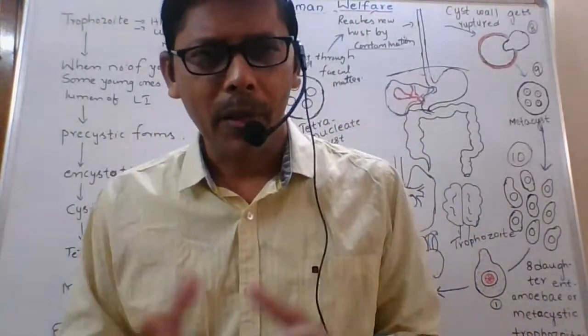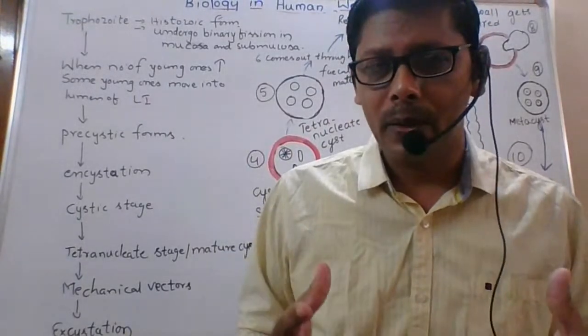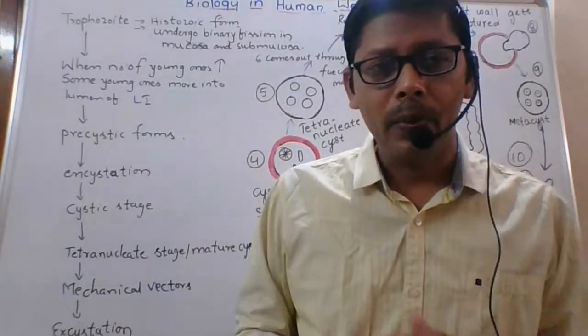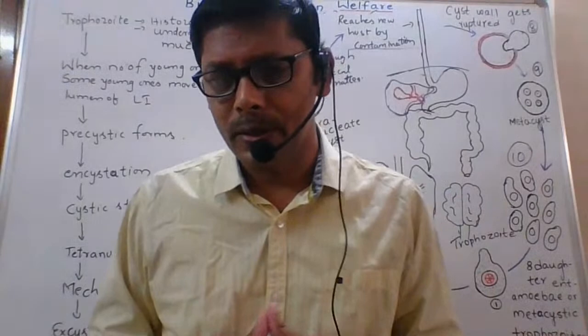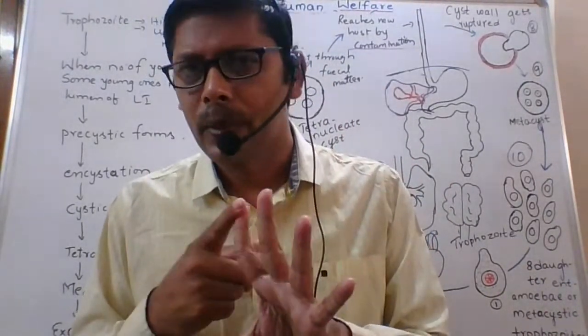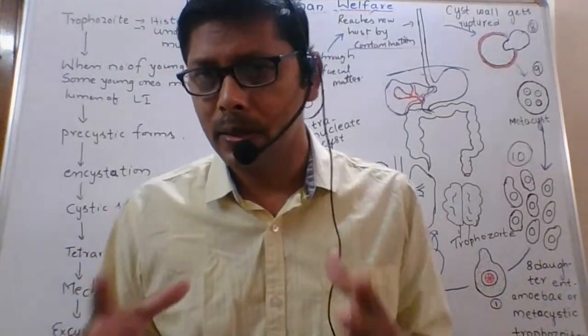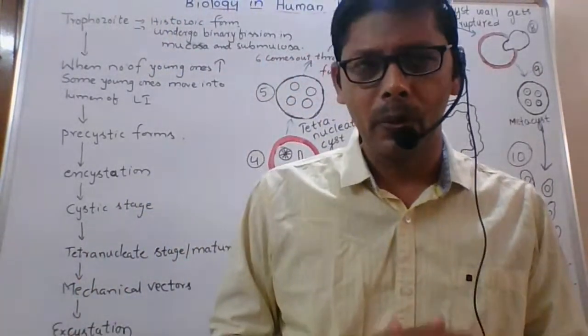Paramecium, you have in the first lesson. Amoeba have holozoic nutrition. Here also the type of nutrition is holozoic nutrition. In holozoic nutrition there is ingestion, digestion, after that absorption, assimilation and egestion. These are the steps in holozoic nutrition.